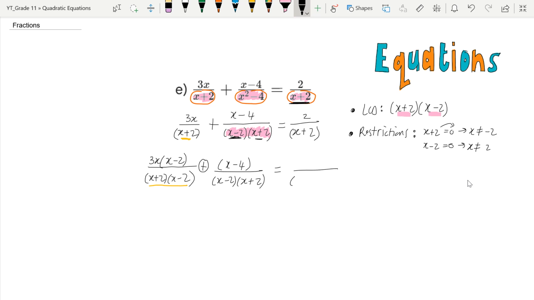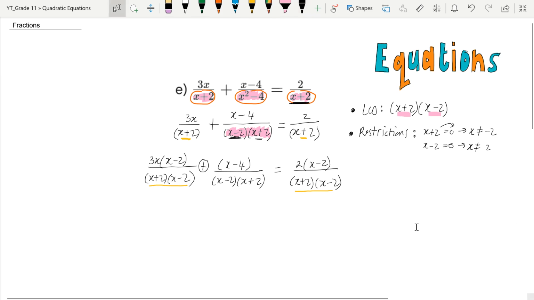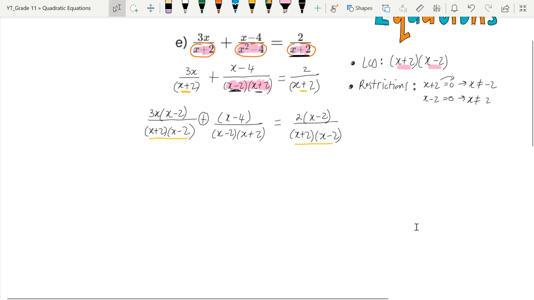And now we also need to make this the common denominator. And when we do that, how do we get from the denominator of x plus 2 to this one over there? We multiplied the bottom by x minus 2. So we also have to times the top by x minus 2. Okay, great. Now that the denominators are the same, we can make them go away.